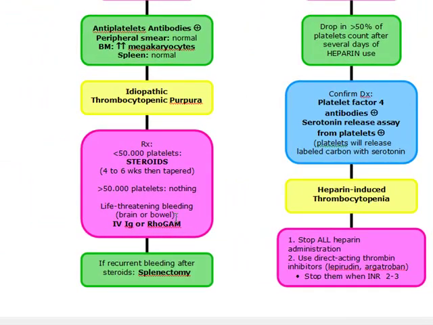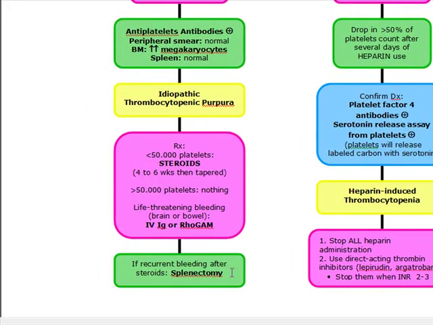Okay? If the patient has a life-threatening bleed, such as a bleed that occurs in the brain or the bowel, you're going to do IVIG, or you're going to give ROGAM. If there's recurrent bleeding after you give steroids, splenectomy may be used. So splenectomy may be used in recurrent bleeding after steroids, or in patients who have a really low platelet count, less than 10,000 or 20,000, and you continually use steroids and steroids don't work, okay?